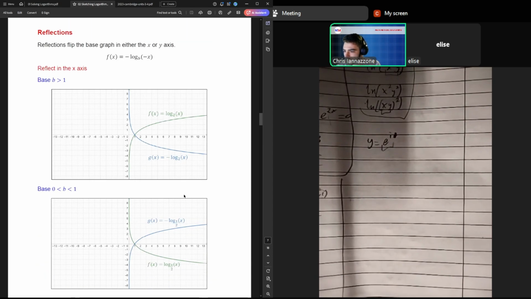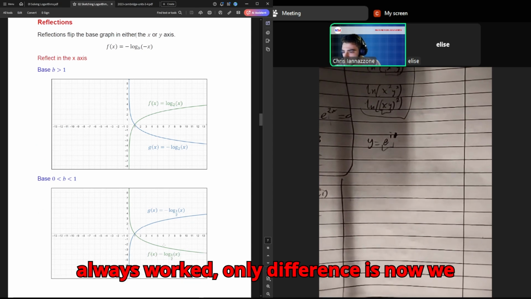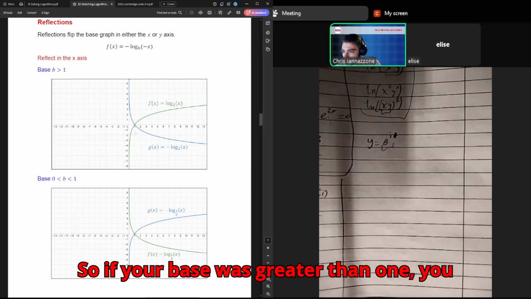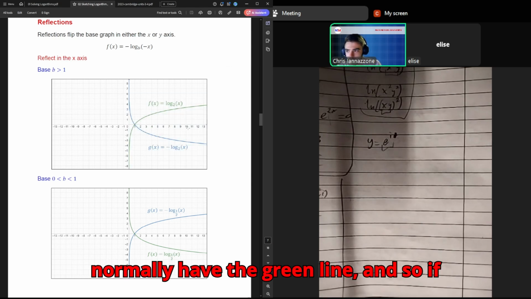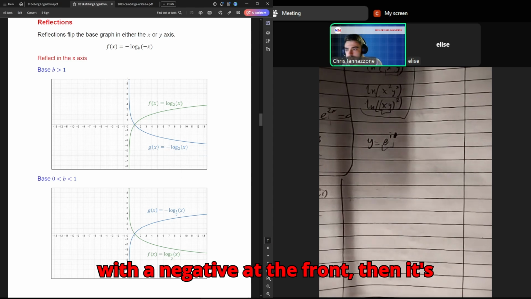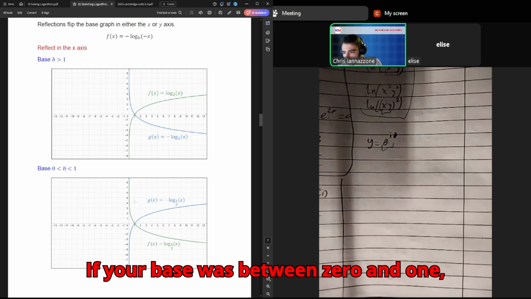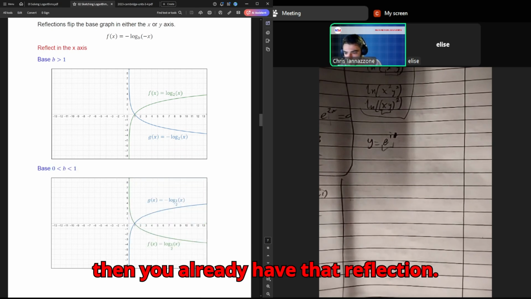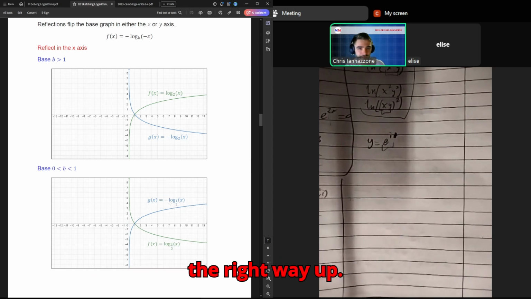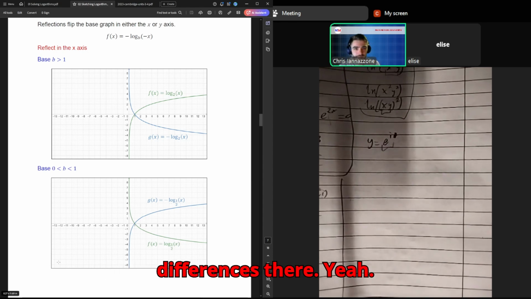Okay, so that's that. Reflections work the same way as they've always worked. Only difference is now we have different bases to consider. So if your base was greater than 1, you normally have the green line. And if you were to reflect that in the x, so with a negative out the front, then it's going to flip that way in the blue. If your base was between 0 and 1, then you already have that reflection. And so putting an additional reflection on that would flip it back to the right way up. Bit weird, but easy enough to see the differences there.